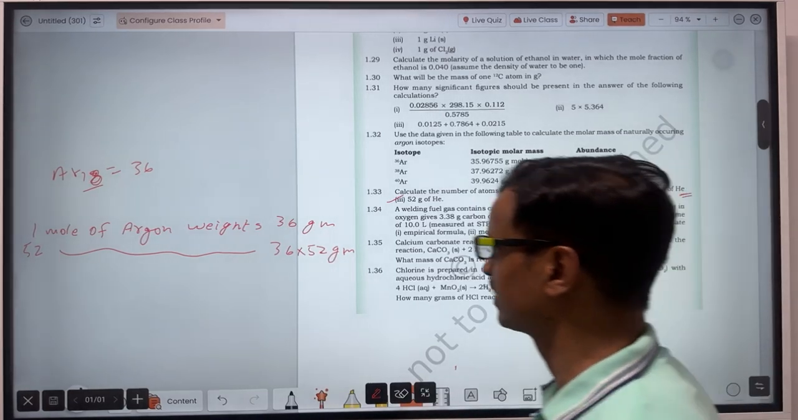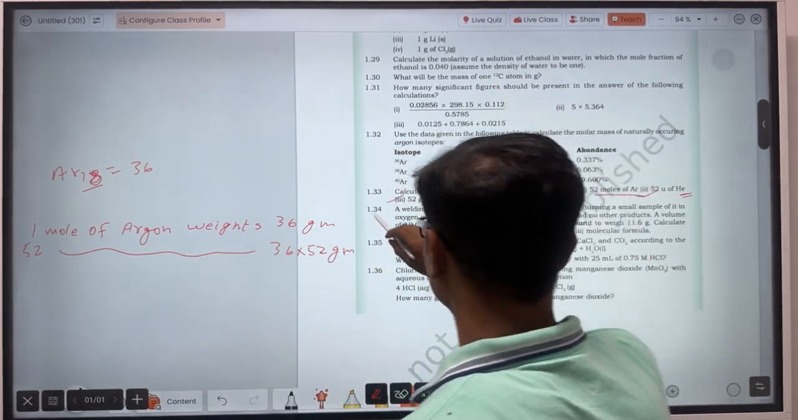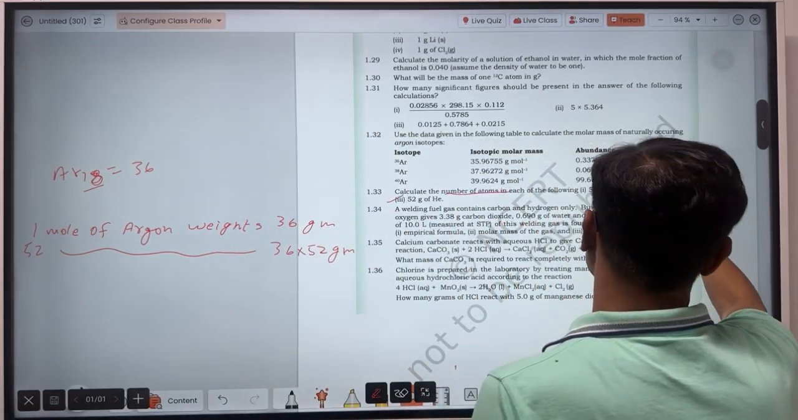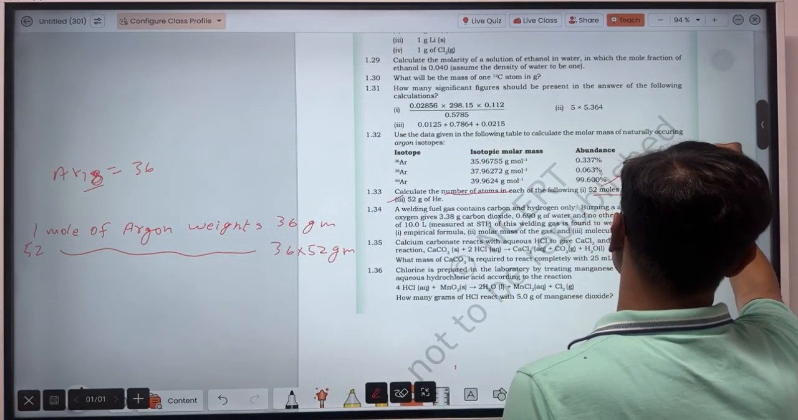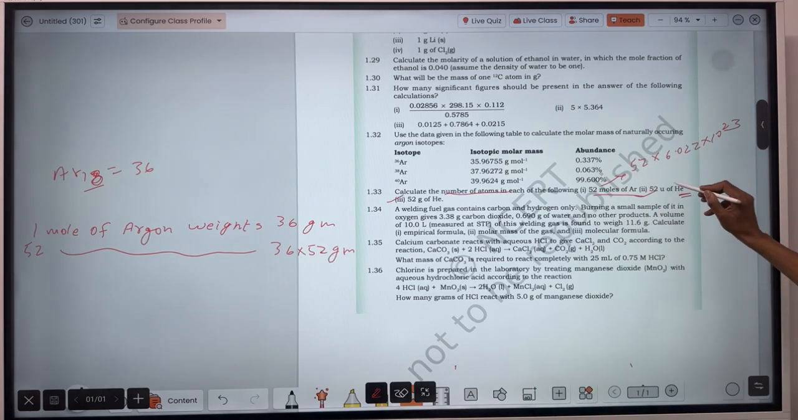The number of atoms you will have to calculate. It is 52 moles of argon. Sorry guys, here the number of atoms has to be calculated. So simply here, 52 moles. So 52 into 6.022 into 10 to the power 23. Number of moles of this one.